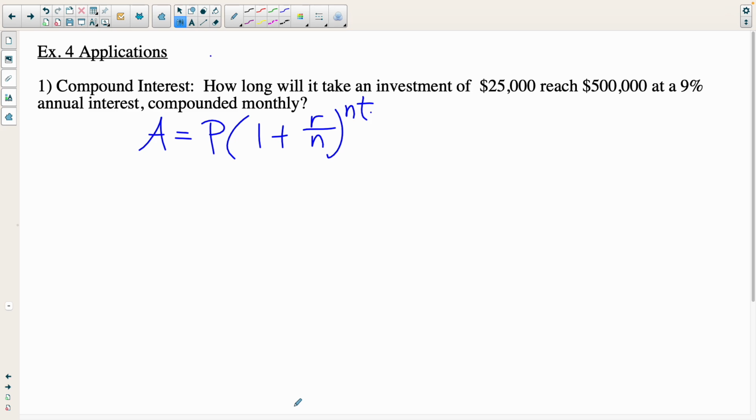Okay, so the P is always your principal. This is your starting amount. So this will be the 25,000. Right? The other side is always the accumulated value. So what happens after all of that interest has been compounded. So 500,000 goes on the left.